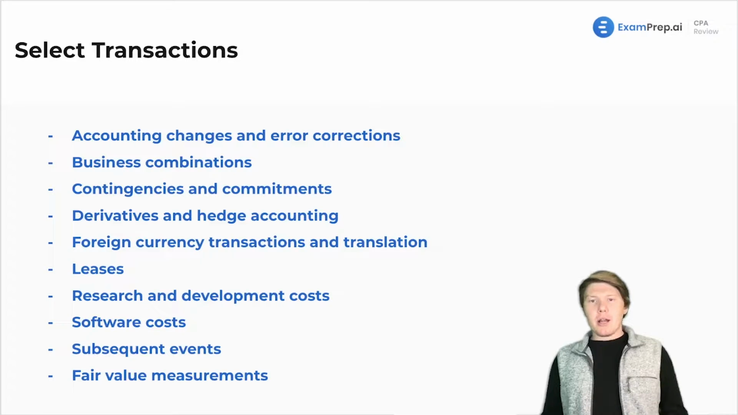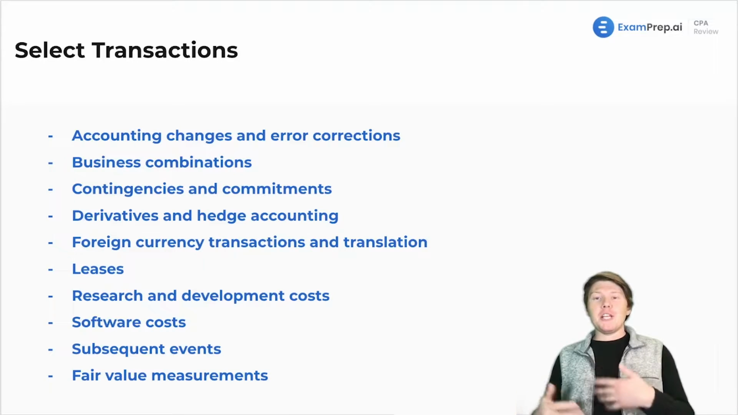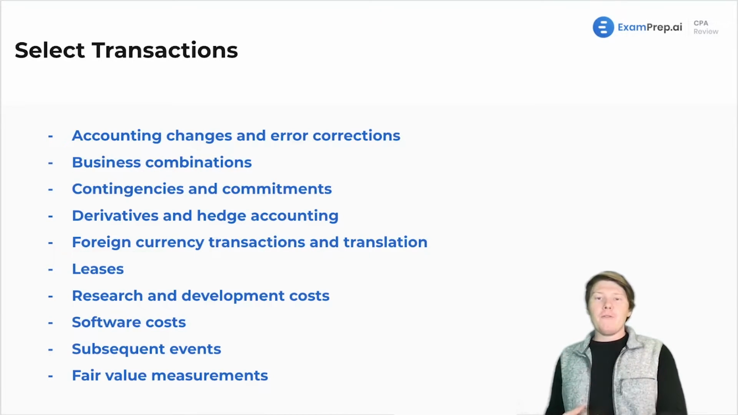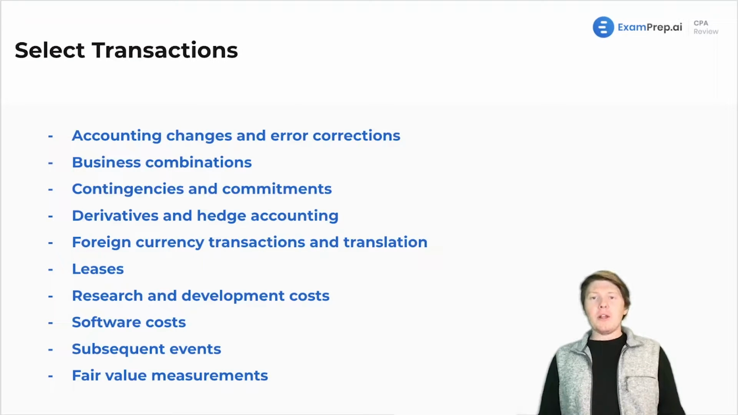Accounting changes and error corrections. What if you mess up? What if you change the way that you present your financial statements? How do you go back? Do you retrospectively go back? Do you prospectively go forward? Business combinations. Do you combine your equity when you buy another company, when you have a merger and acquisition?